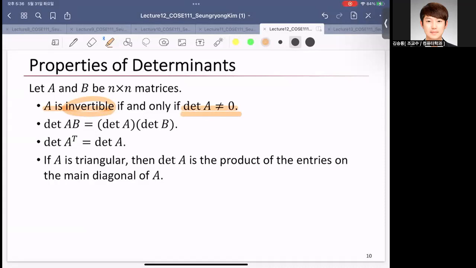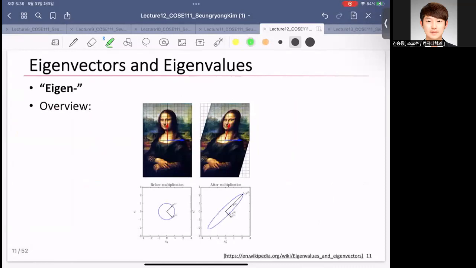And determinant has some properties. For example, determinant of AB is going to be determinant A times determinant B, and determinant of A transpose is equal to determinant of A. And if A is triangular, then the determinant of matrix A is the product of the entries on the main diagonal of matrix A. We will not prove all the properties, but we'll just use these properties to derive eigenvectors. So, yeah, let's move to the eigenvalues and eigenvectors.